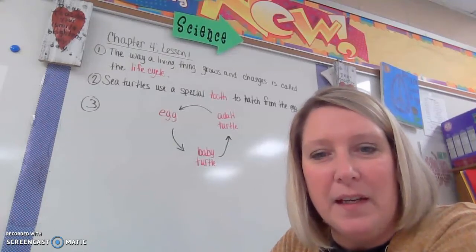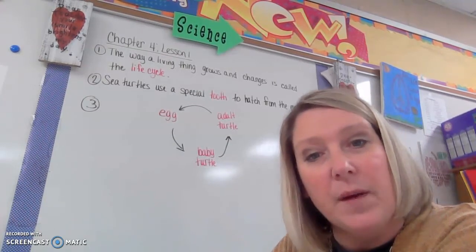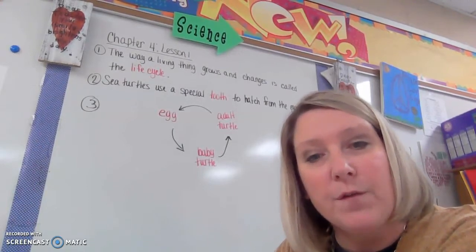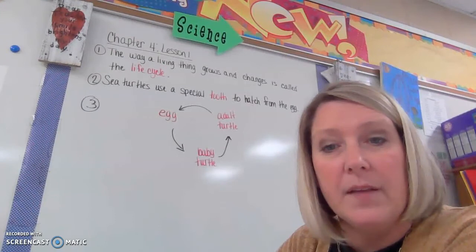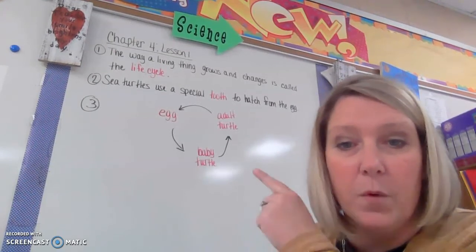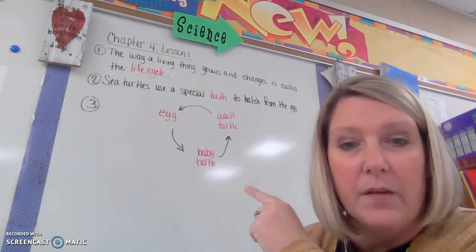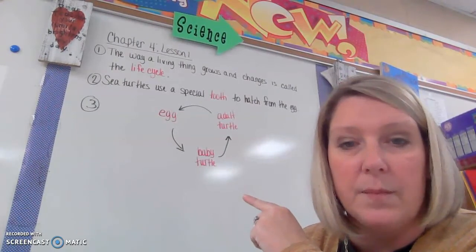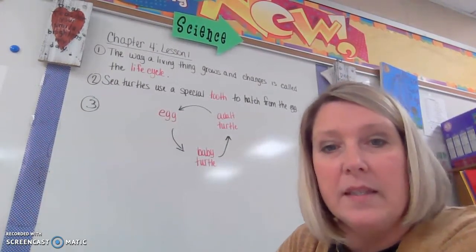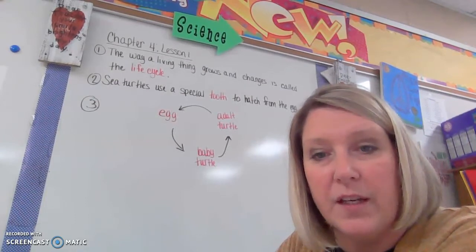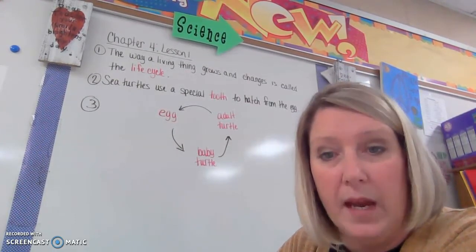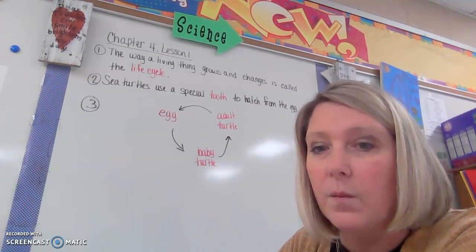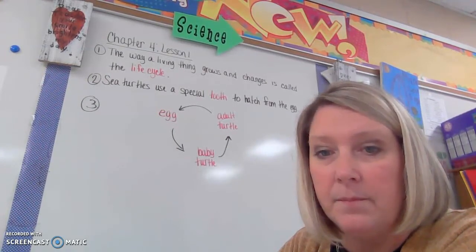Boys and girls, it's Miss Judy again, and I'm back with you so we can do lesson 2 of chapter 4. We've been talking about life cycles, and in chapter 1, we talked about the life cycle of a sea turtle. If you look on the board behind me, I've written down a couple of things that we talked about. Number 1 says that the way a living thing grows and changes is called the life cycle. Remember, life cycle was a vocabulary word, so it's a very important word that we're going to talk about each and every lesson.